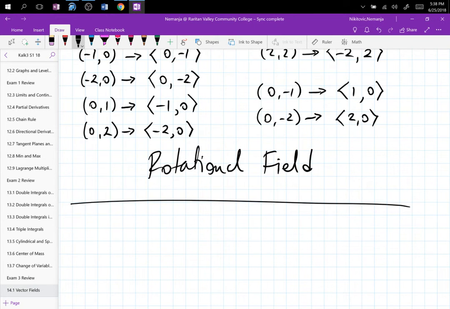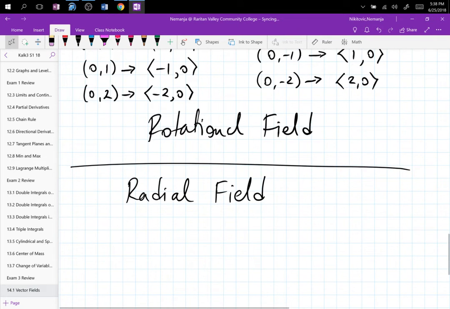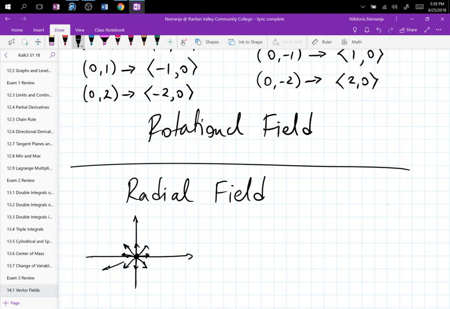The next type of the field would be a radial field. Radial, it's like it's radiating out of the source, right, around everywhere. So a radial field would look like this. You have the vectors coming out, but then those that are further apart, they're longer.